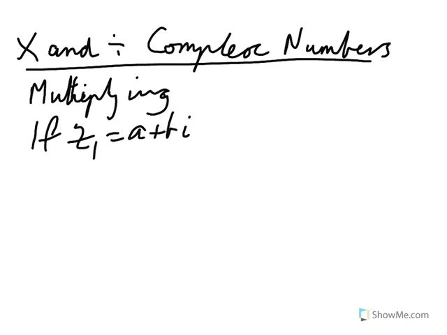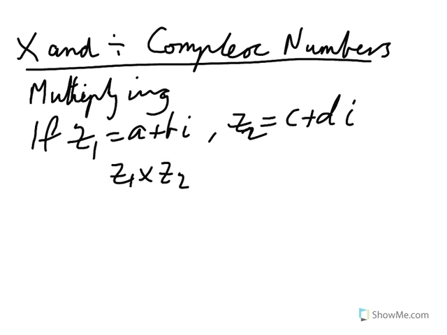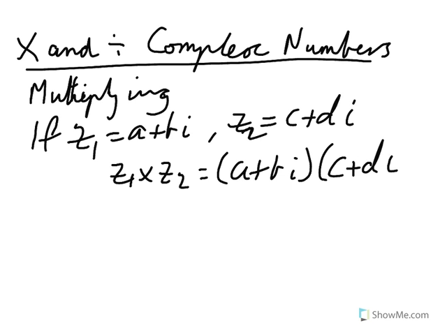So if we've got two complex numbers, Z1 is a plus bi and Z2 is c plus di, and if we wanted to do Z1 times Z2, we'd simply need to multiply those two things together. So (a plus bi)(c plus di) in brackets just looks like a binomial expansion, which you would do in quadratics or whatever.